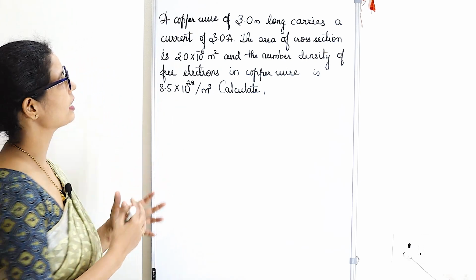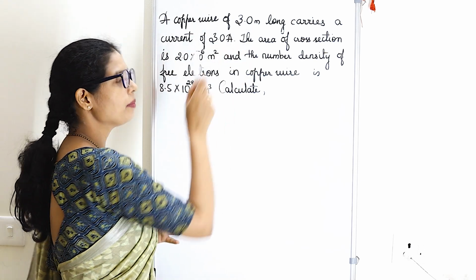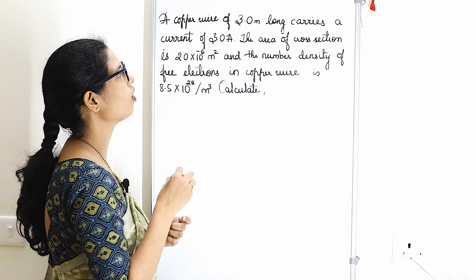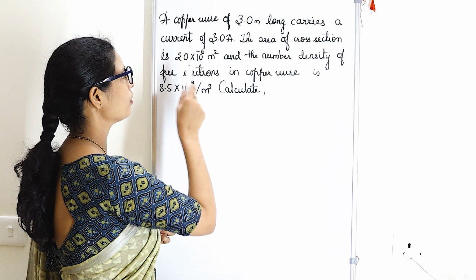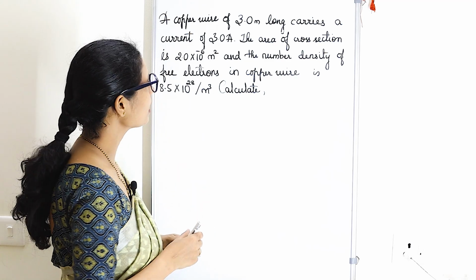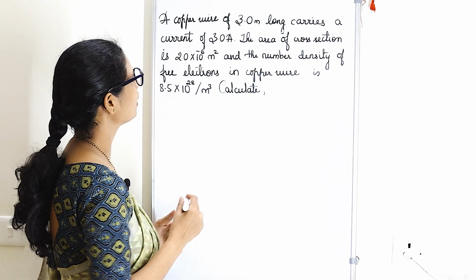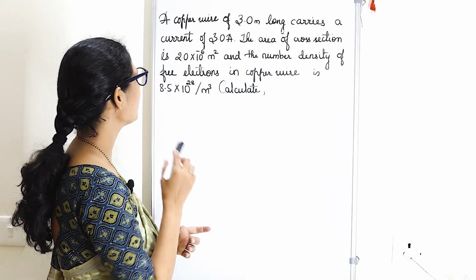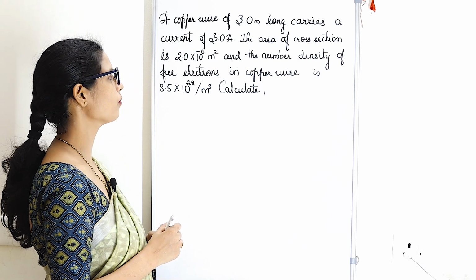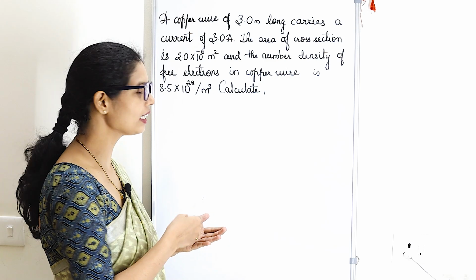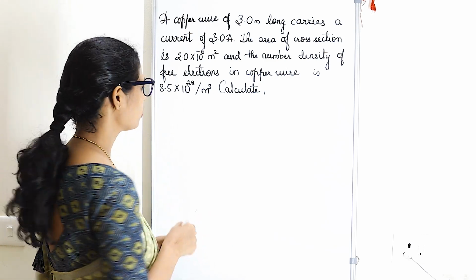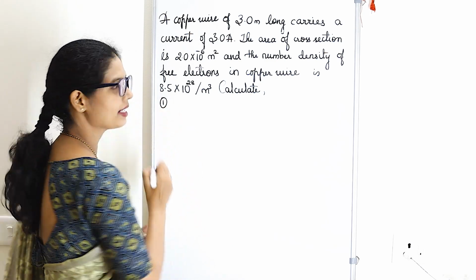The problem says a copper wire of 3 meter long carries a current of 3 ampere. The area of cross section is 2 into 10 to the power of minus 6 meter square, and the number density of free electron in copper wire is 8.5 into 10 to the power of 28 per meter cube. Calculate. So there are 3 things which you need to find out. So the first one is current density.